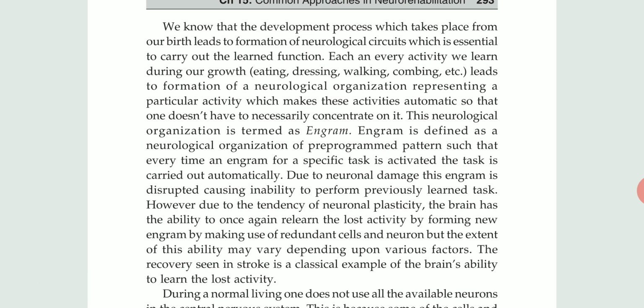We know that the developmental process which takes place from our birth leads to the formation of neurological circuits which are essential to carry out the learned function. Each and every activity we learn during our growth, eating, dressing, walking, combing, etc., leads to the formation of a neurological organization representing a particular activity, which makes these activities automatic so that one doesn't have to necessarily concentrate on it. This neurological organization is termed an engram.